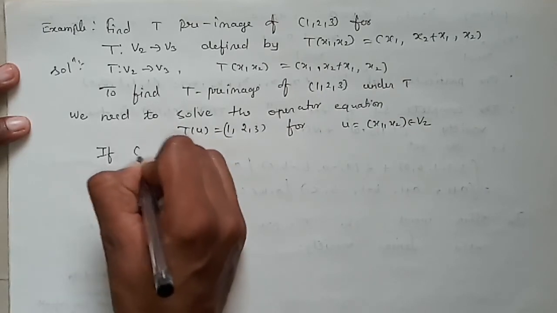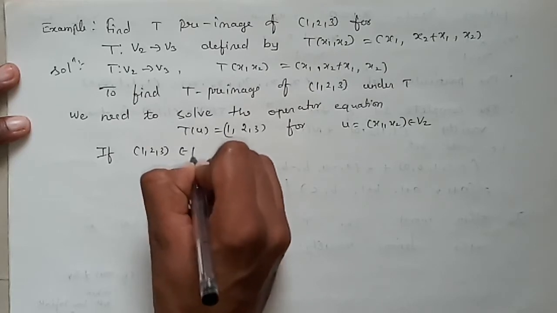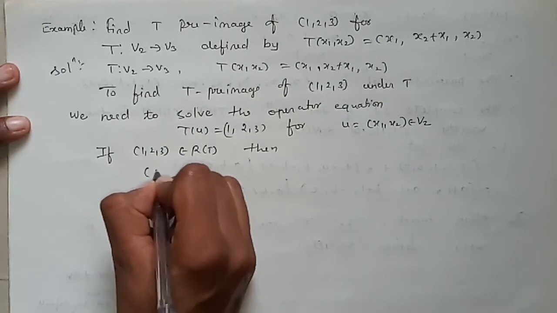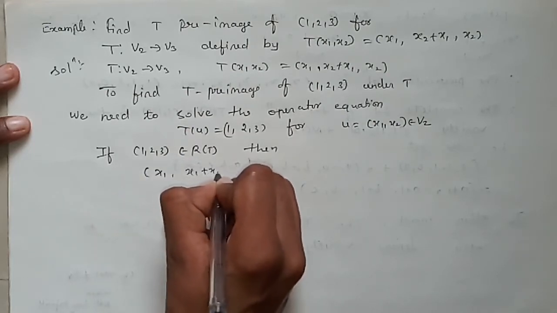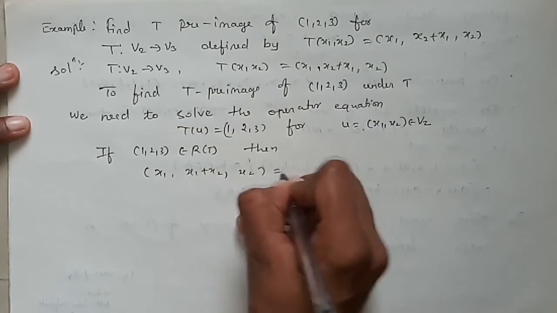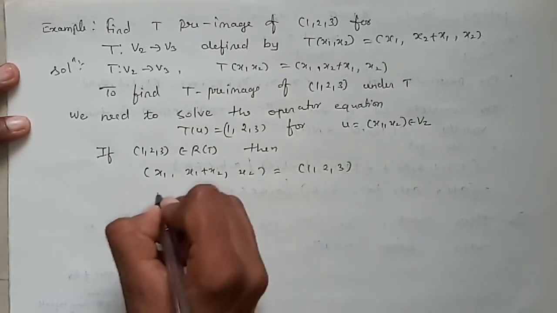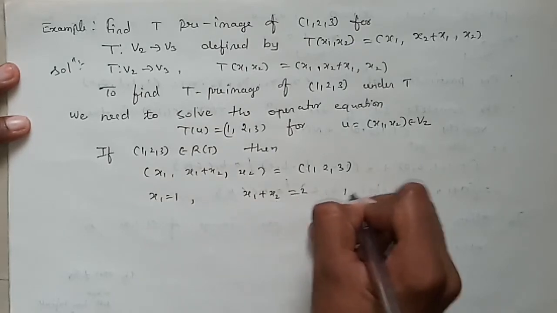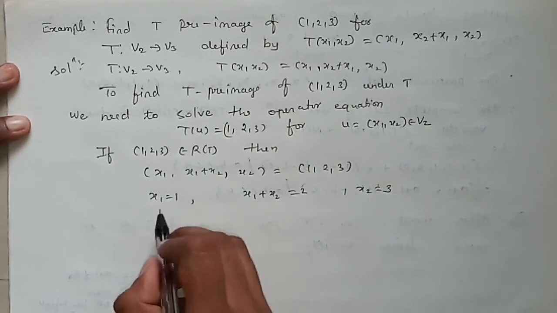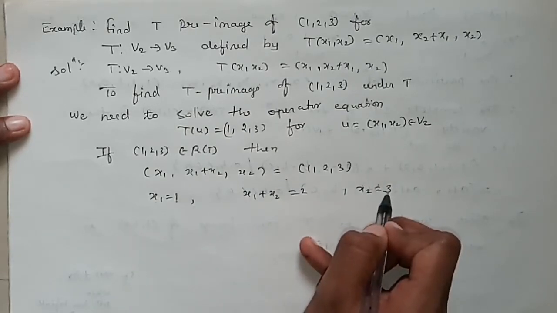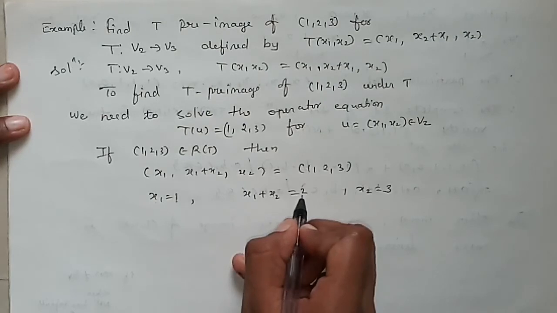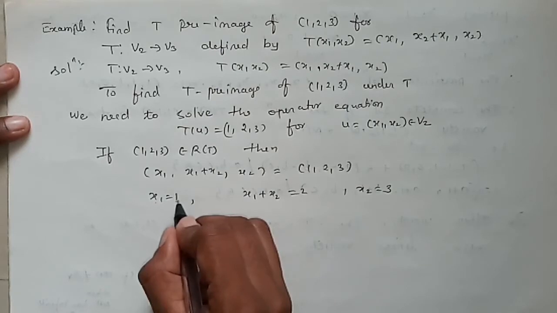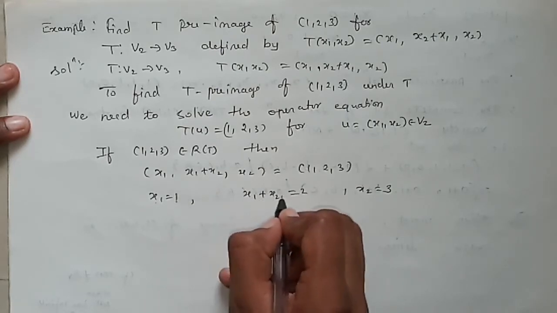First of all, if (1, 2, 3) belongs to the range of T, then we can say that x1 + x2 = 1, x1 = 2 and x2 = 3. Here our x1 is 1, x2 is 3, but we are getting x1 + x2 as 2. So how is it possible when x1 is 1 and x2 is 3? It is 3 plus 1, that is 4, and here we are saying that x1 + x2 is 2.